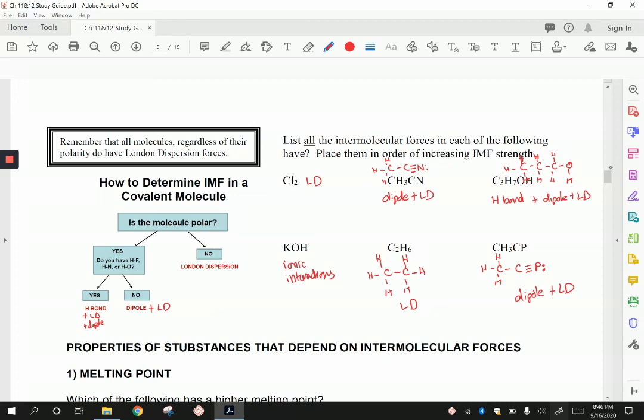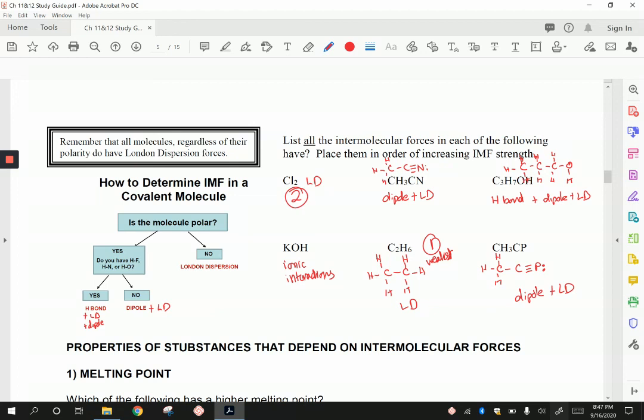And then next we want to place them in order of increasing intermolecular forces, so weakest to strongest. The weakest out of all these would be the ones that are just LD. So which one is even weaker? What you look at is the number of electrons and the size. There are way fewer electrons here than there, and so this is the weakest, followed by this, which is number 2.